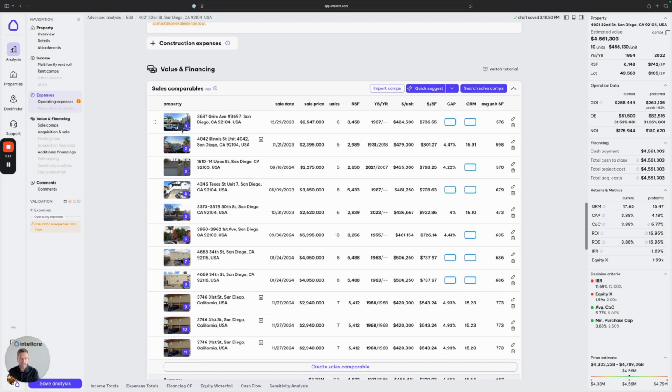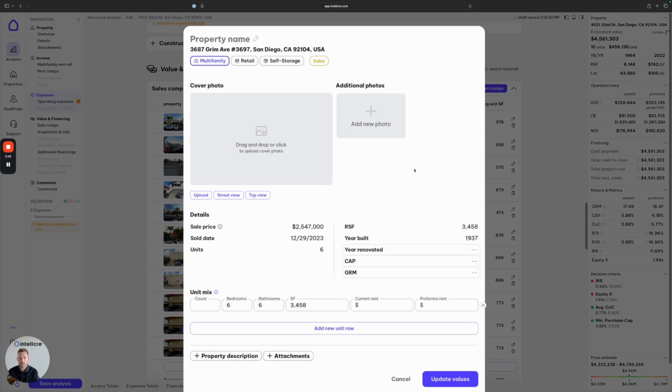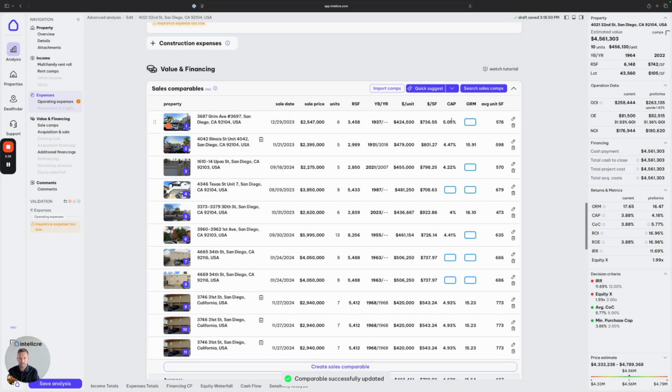Now note that for any sale comp in the sales comp set, we can edit the data. So let's say I call the broker and I know the cap rate of this deal. Let's say it's 4.9. So I hit the pencil icon and I simply include that data point there. Then I hit update values, and now I have my cap rate in for this deal. Now there is an orange icon on the sale comp, which signals that this is my comp, or the comp that I've edited myself.